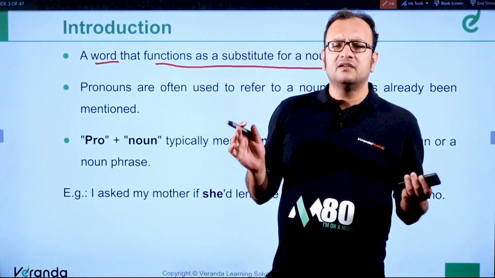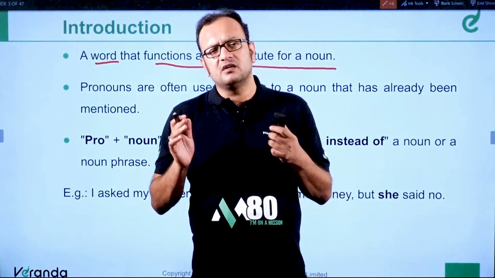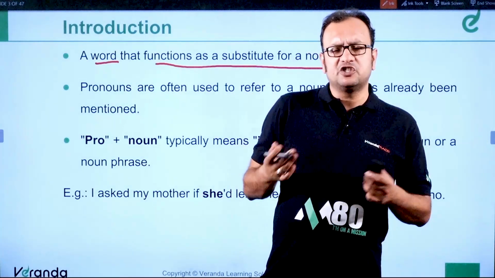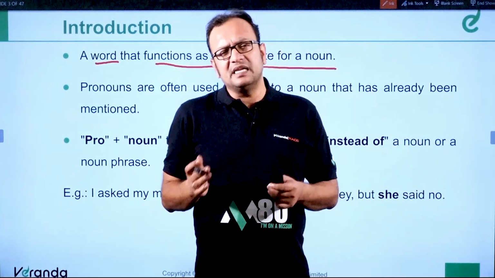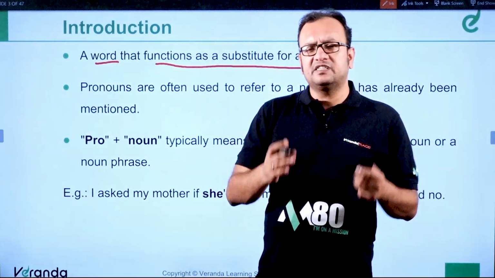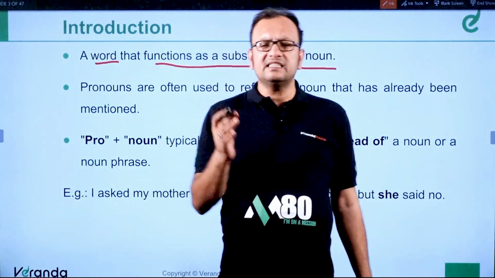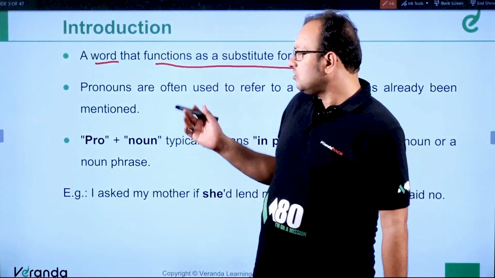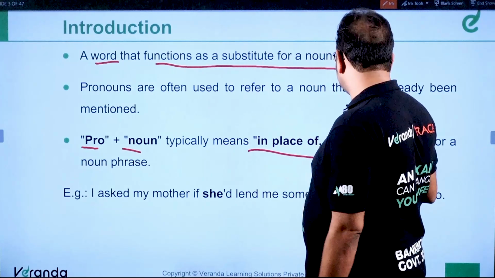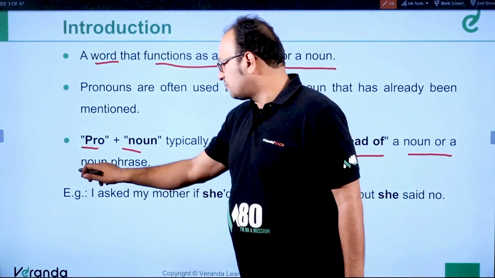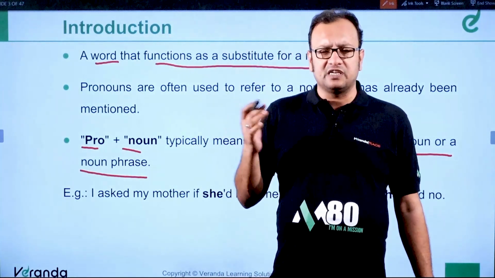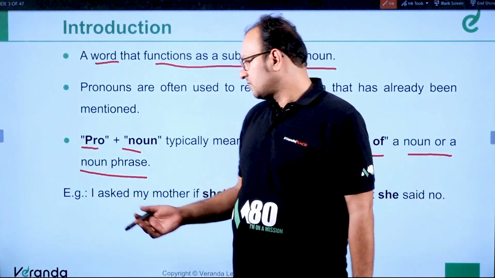There can be many manifestations of the noun, like I, we, he, she, it, they, them, me, us, him, her, hers, ours. These are known as pronouns. So pro plus noun typically means in place of, instead of a noun or a noun phrase. Basically, a pronoun is a word which is used in the place of a noun or a noun phrase.